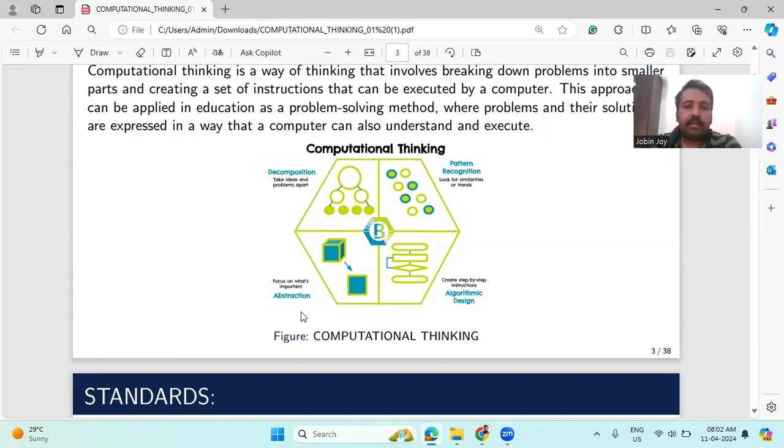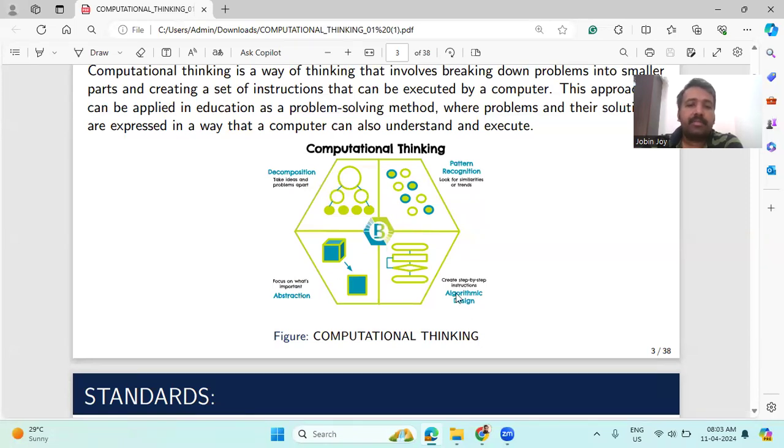And the next is the abstraction. Abstraction means when you are dealing with complex type of problems and its subproblems, there are some data which are very relevant to find the solution of your problem, and there are some data which are irrelevant. It is our duty to deal with relevant data only and ignoring the irrelevant data. So dealing with the relevant data while ignoring the irrelevant data, that is what is called abstraction. That means focus on what's important.